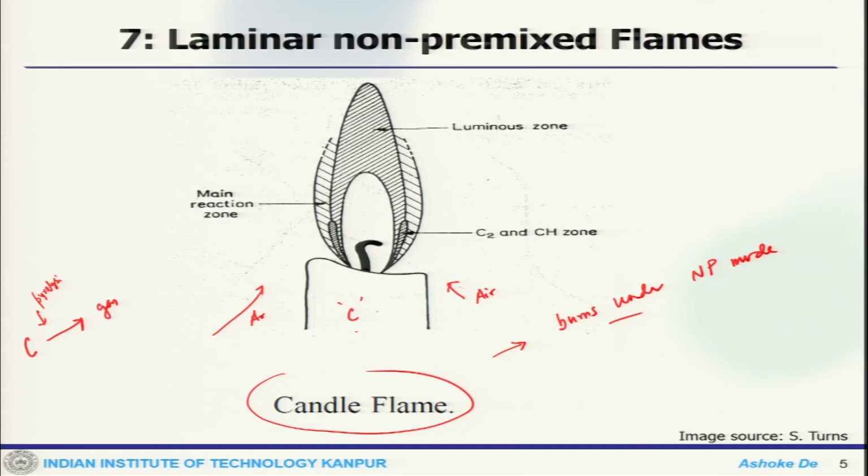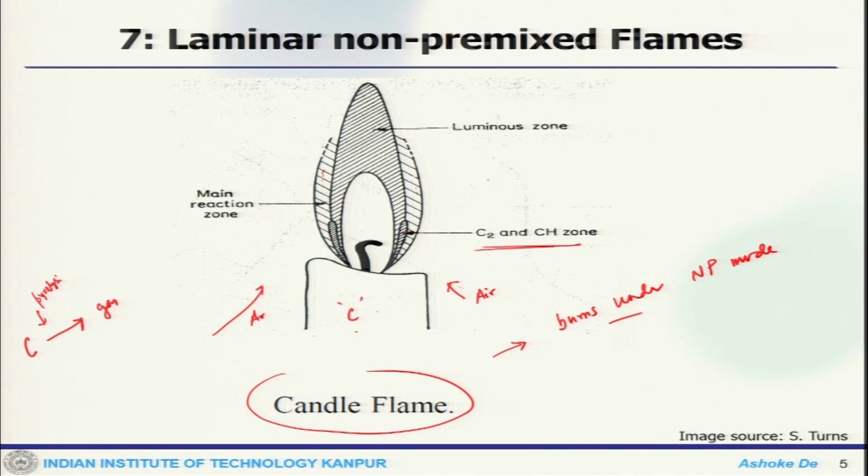So, there are different zones that you can actually distinguish. This is your main reaction zone, and this is your luminous zone, which you can see there. When the candle burns, you can see a nice luminous zone, and there are some other reaction zones where you see some radicals, the CH zone and the C2 zone.